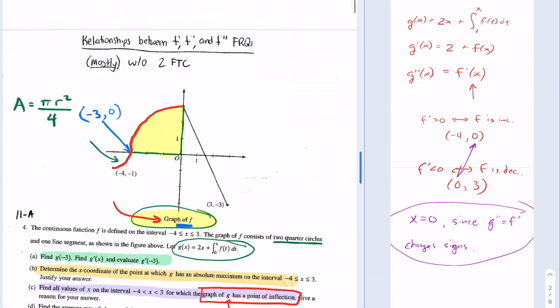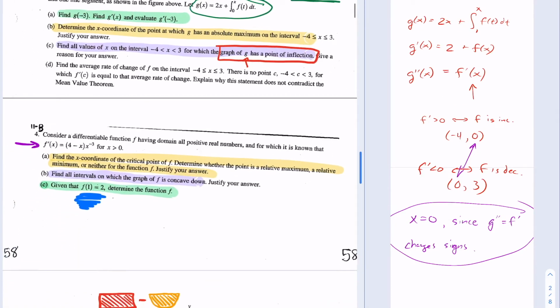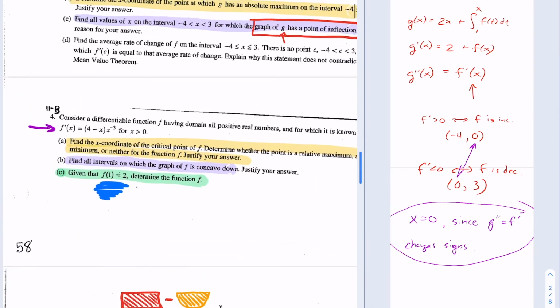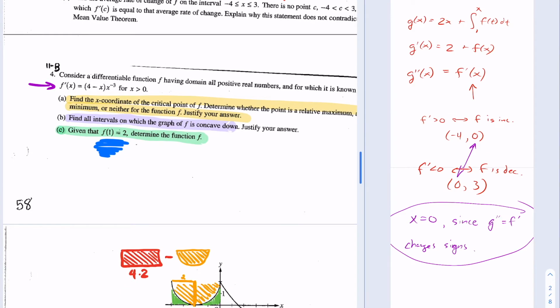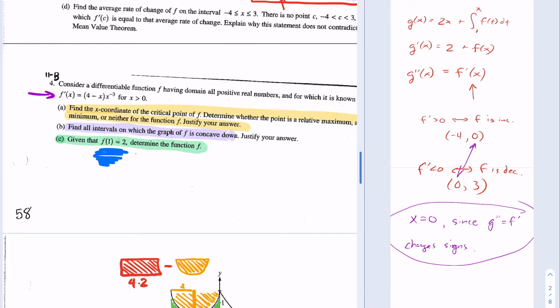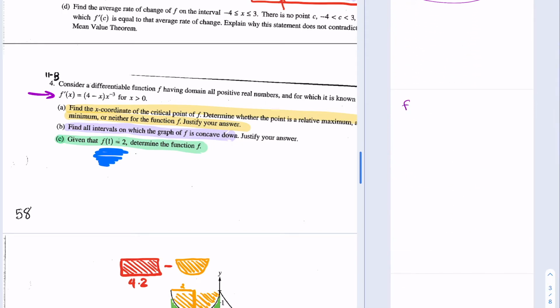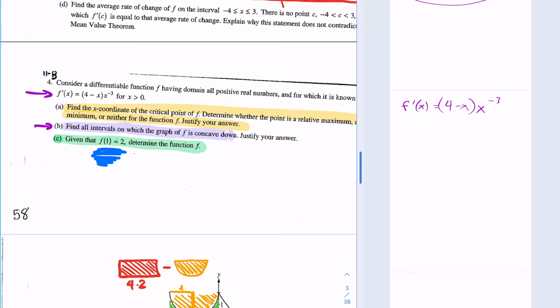So, okay. This one here is more analytical. The reason why I know that is because we're not given a graph, okay? So, in the previous problem, we remember that, I'll write it over here, F prime is 4 minus x times x to the negative 3. What we're going to do is find all the intervals where f is concave down.